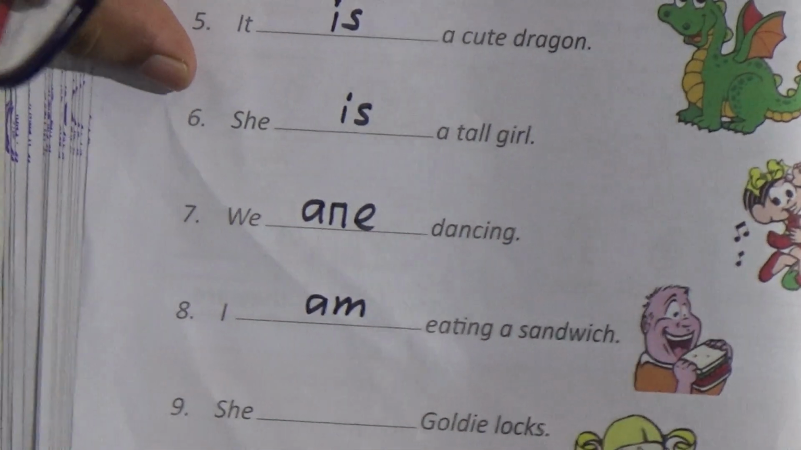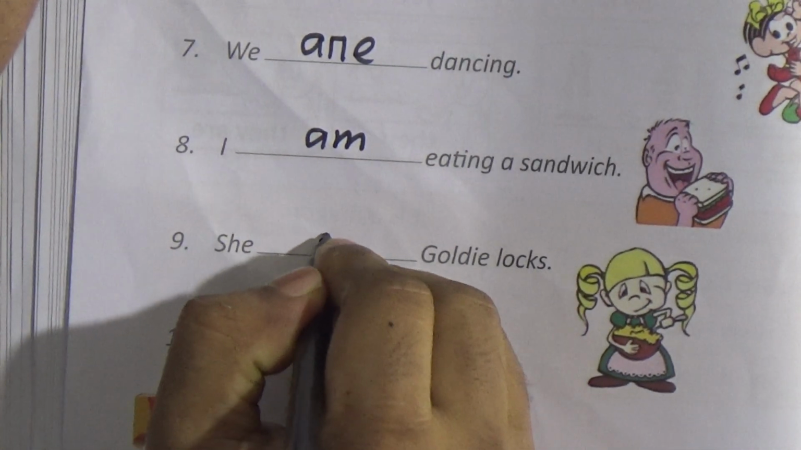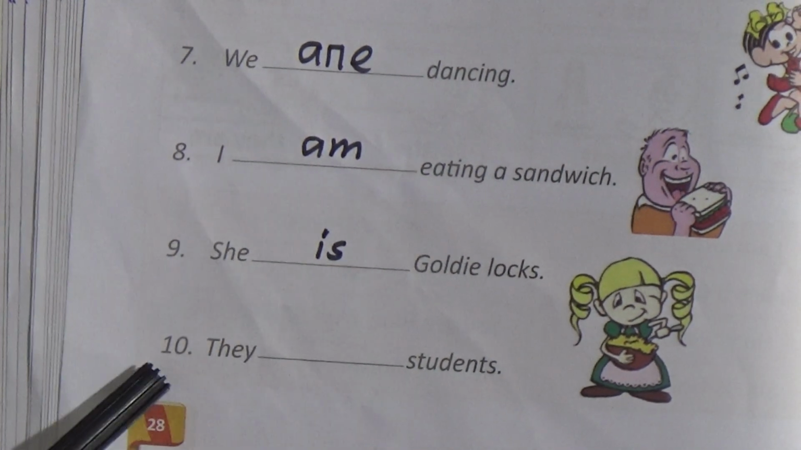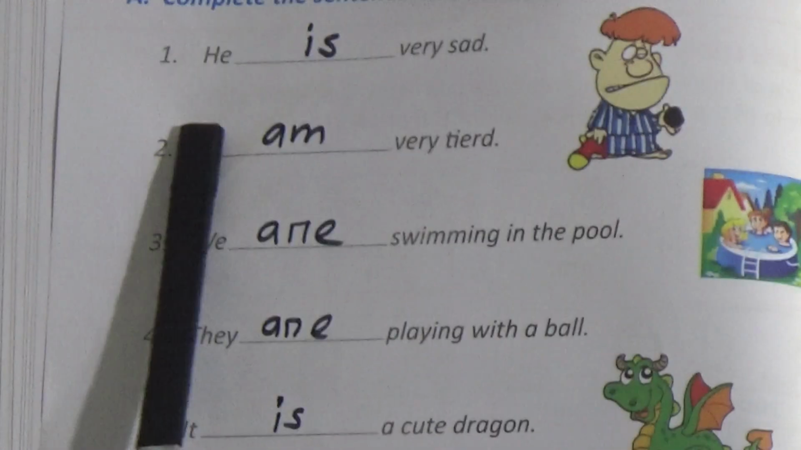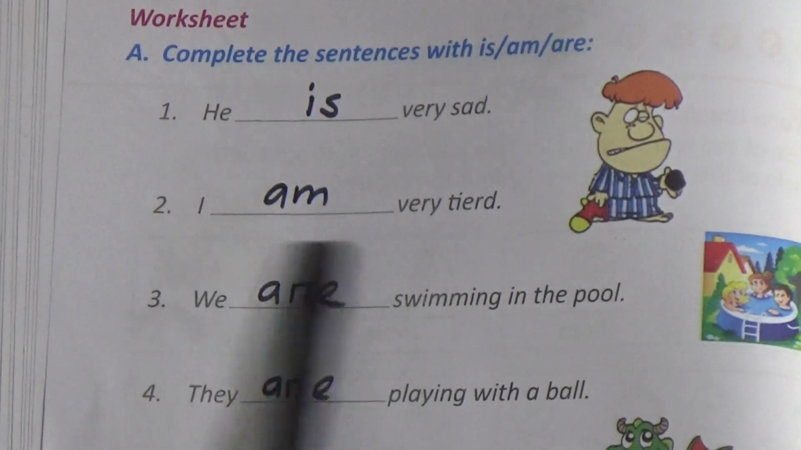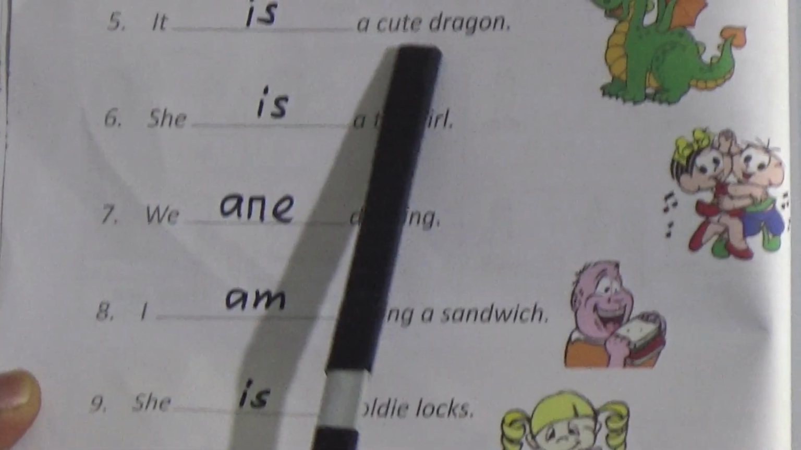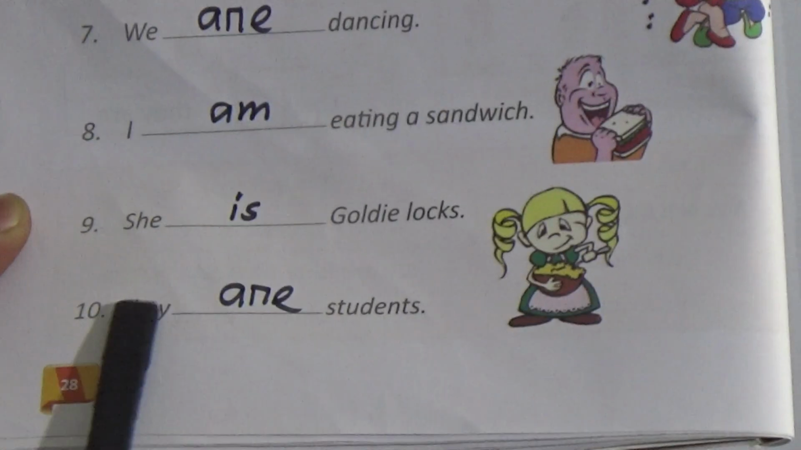Number 9, she dash Goldilocks. So she is Goldilocks. After she, we have to put is. Now number 10, they dash students. After they, we have to put are. Okay, let me read again very quickly. He is very sad. I am very tired. We are swimming in the pool. They are playing with the ball. It is a cute dragon. She is a tall girl. We are dancing. I am eating a sandwich. She is Goldilocks. They are students.